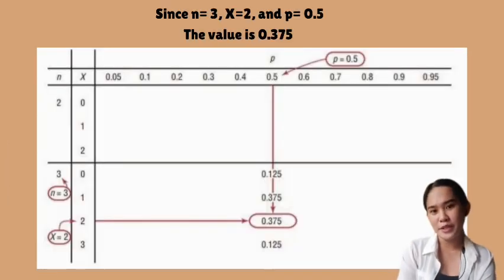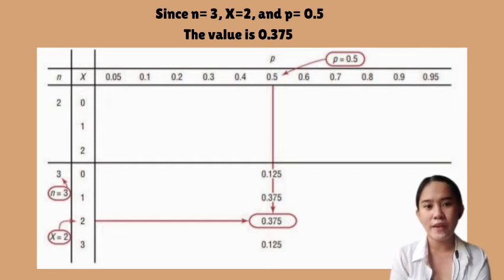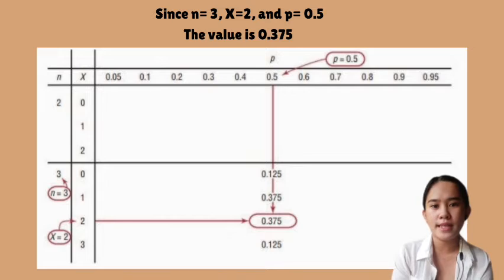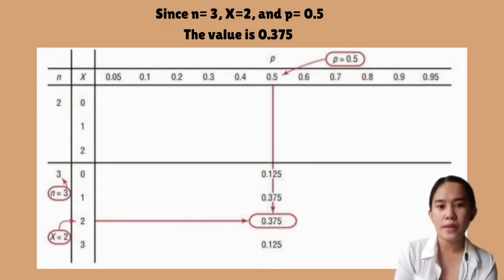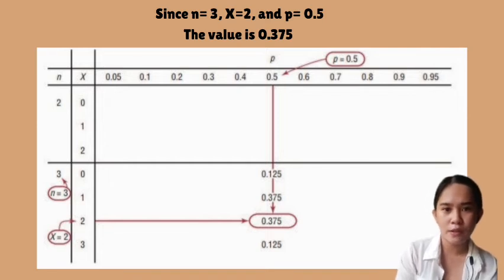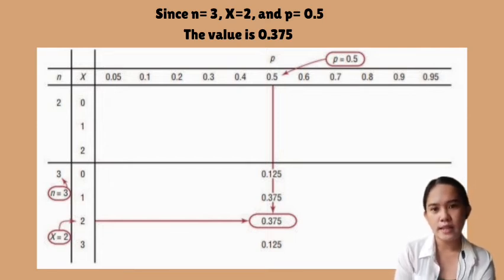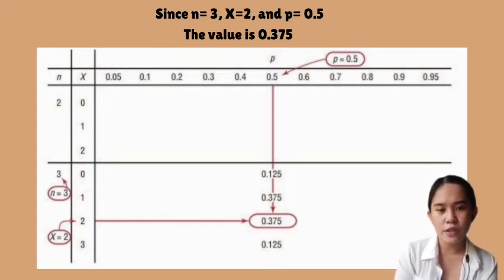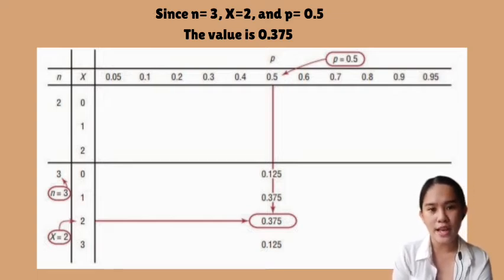Computing probabilities by using the binomial probability formula can be quite tedious at times, no? So tables have been developed for selected values of n and p. The table gives the probabilities for individual events. This shows how to use the table to compute probabilities for binomial experiments. So from the table now, we can find the n 3, the x 2, and the p 0.5. So the value is 0.375.